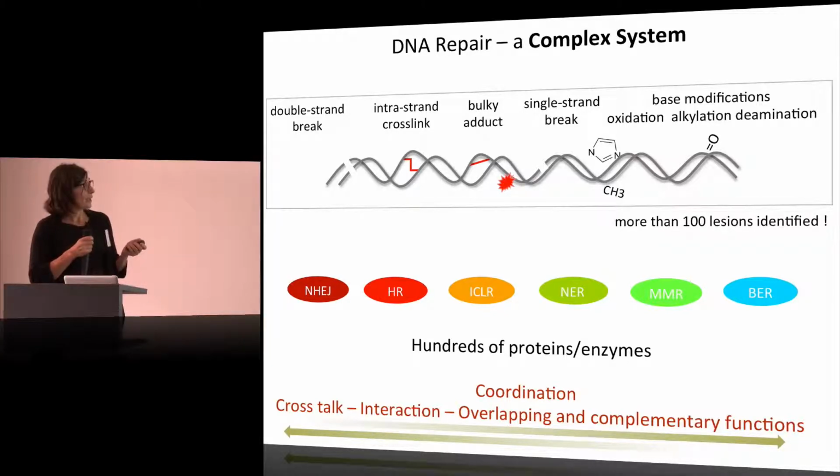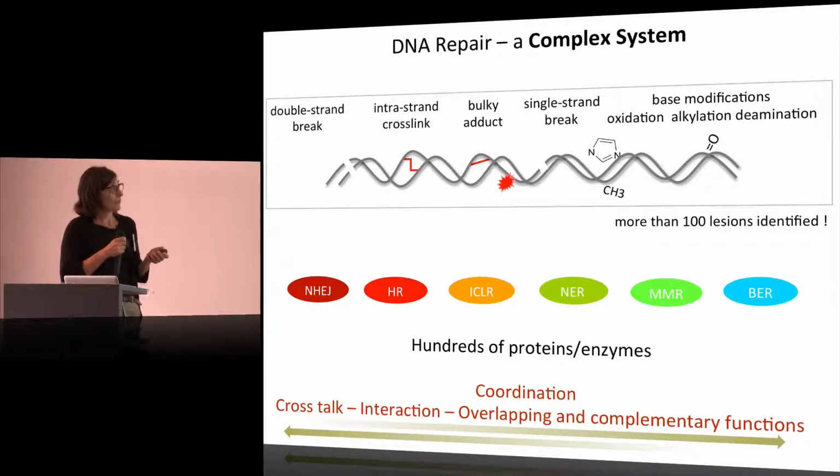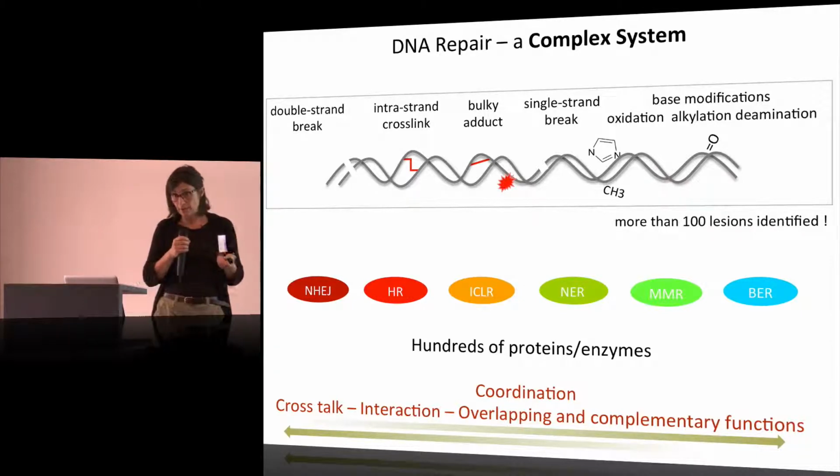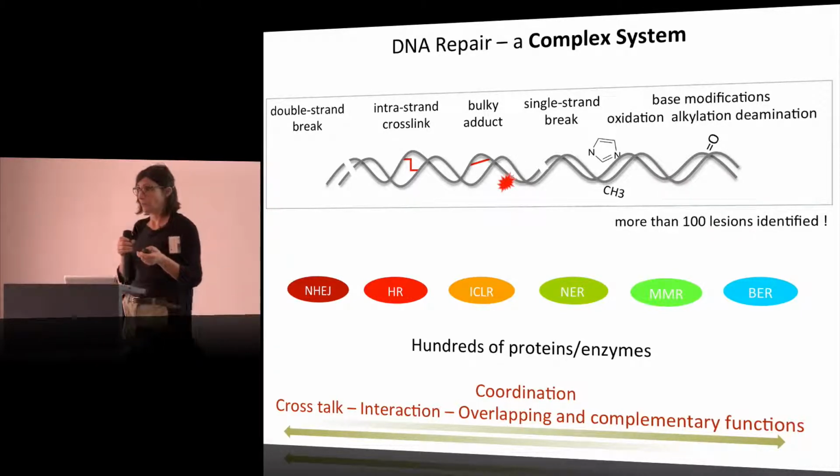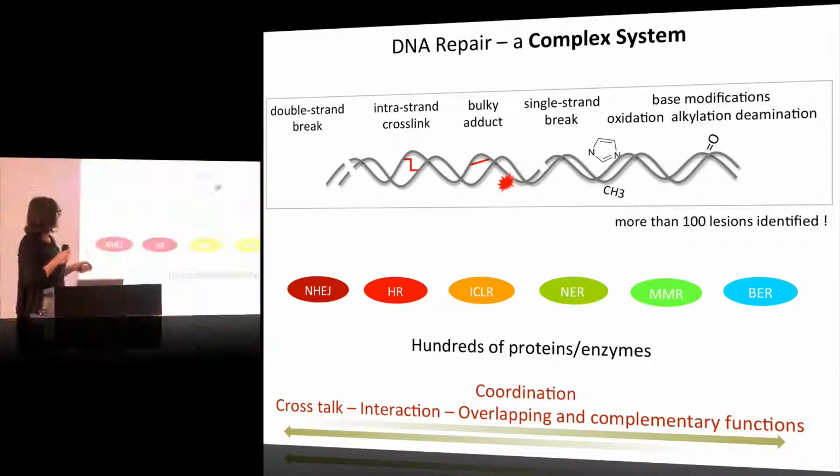For example, you can have double-strand breaks, typically formed by ionizing radiations. You can also have intra-crosslink adducts formed, for example, by chemotherapeutic drugs. Also bulky adducts, like those created by UV.